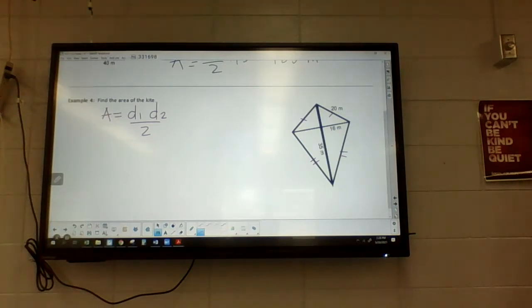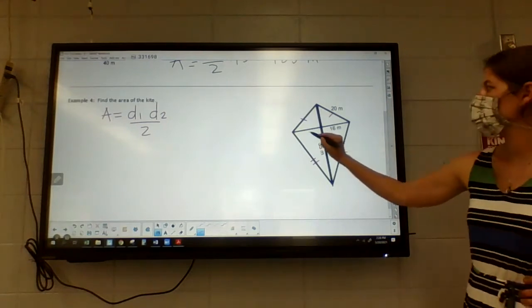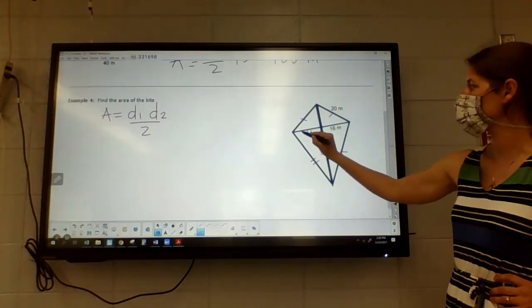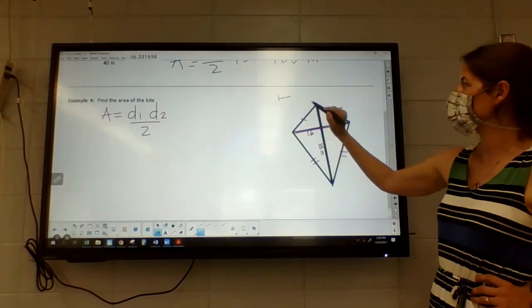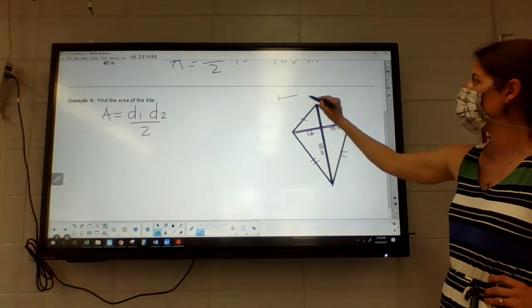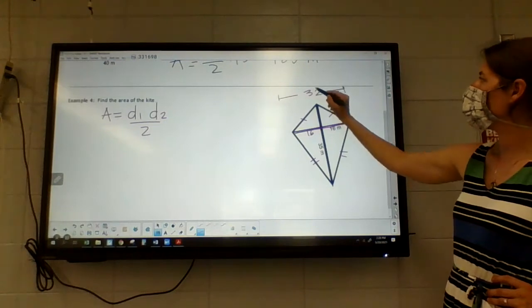So do I know anything else about this? Is there anything right now that I can just see and use? Do I know either of the diagonals? Yeah, Katie? The other side of 16 is also 16. Yeah, so those are both 16. So I actually have the one diagonal. All the way across is going to be how much? 32. So I know one of the diagonals.